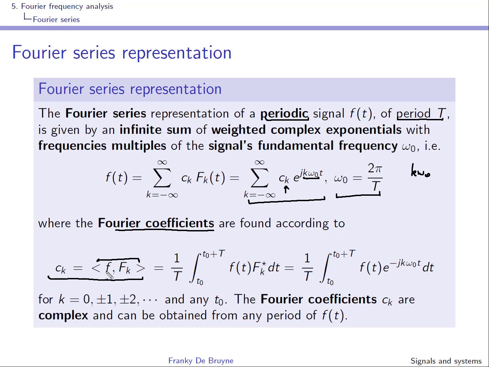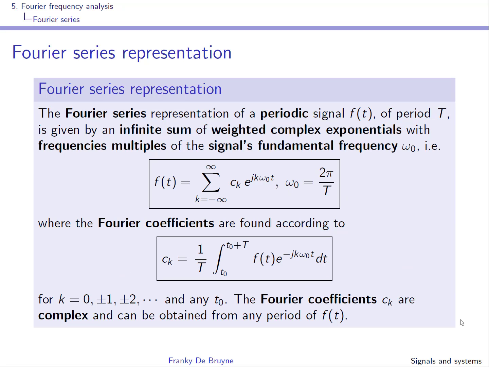It's the inner product of f with the corresponding signal here in the basis. And if you look at this inner product, you can write it like this, where you have here the complex conjugate, and if you plug in the corresponding function in the basis, this is what you obtain. So this is how the ck is computed, and ck is a complex number, and it can be obtained by computing this integral over a period.